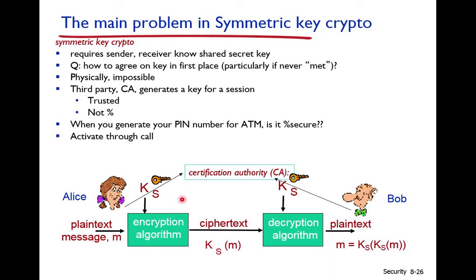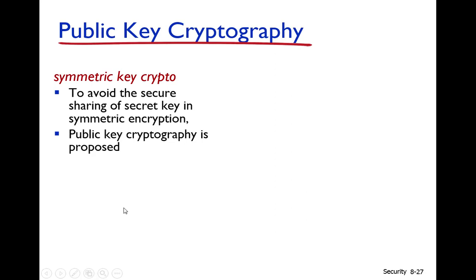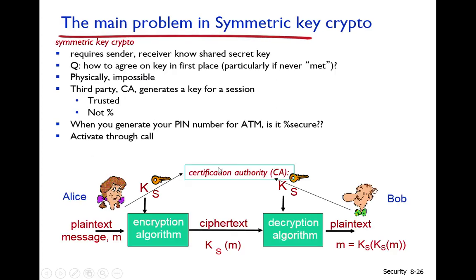Now, how do we solve this problem, so that there is no exchange of secret key? This problem was solved by public key cryptography. Public key cryptography avoids the secure sharing of the secret key required in symmetric encryption. So the public key cryptography algorithm was proposed. In public key cryptography, there is no need to securely exchange the key. Secure exchange of the key is not necessary.